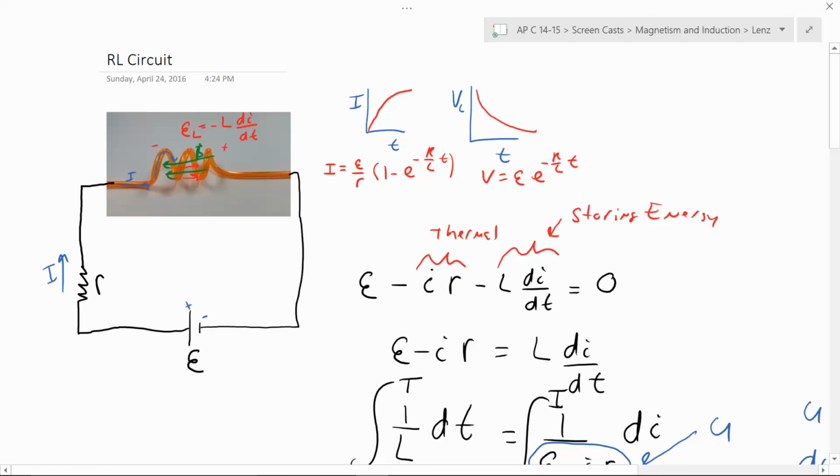So if you ever have to, that is how you approach an RL circuit. If you ever have to do an inductor in a circuit like this, my strong advice is to consider looping around the circuit and adding up the energies, and they still have to add up to 0. So good luck.